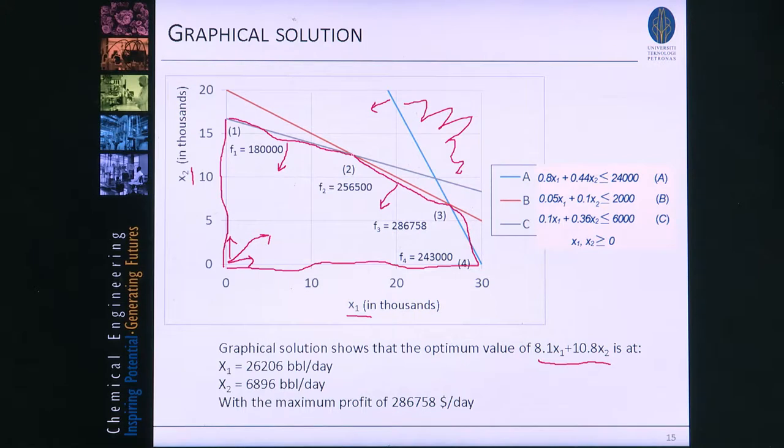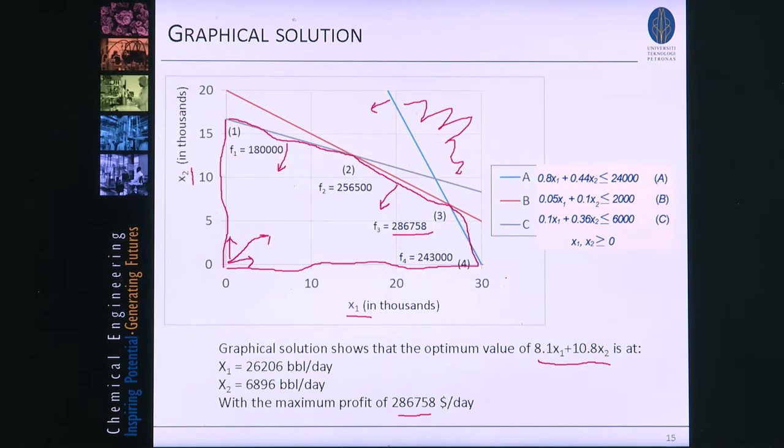And then if we also plug in point 2 over here, you can see how much is x1 and how much x2, we put the numbers in, we get 256,500. And then point 3 over here is about 286,758, and point 4 over here where x2 is 0, it's 243,000. If we compare these numbers f1, f2, f3 and f4, we can see that f3 is the highest number. This is the furthest point from 0, 0. So this point becomes the maximum of the objective function, which corresponds to x1 of 26,206, and x2 about 6,896 barrels per day. So this is the profit.